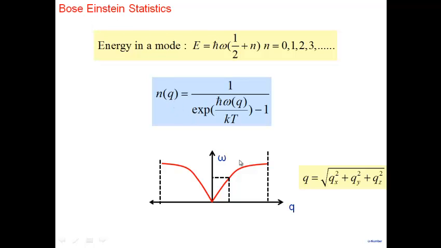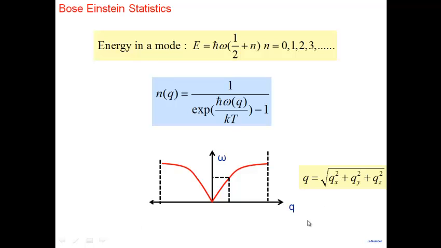which tells us, let's say I look at a particular state q, which is associated with a particular omega here. How many phonons are there in a particular state is described by this function here: 1 by exponent h bar omega by kT minus 1. This is omega as a function of q, not multiplied by q. So you can see here, if I lower the temperature, what happens to the exponential? It increases. Number of phonons decrease. If I increase the temperature, the number of phonons will increase.